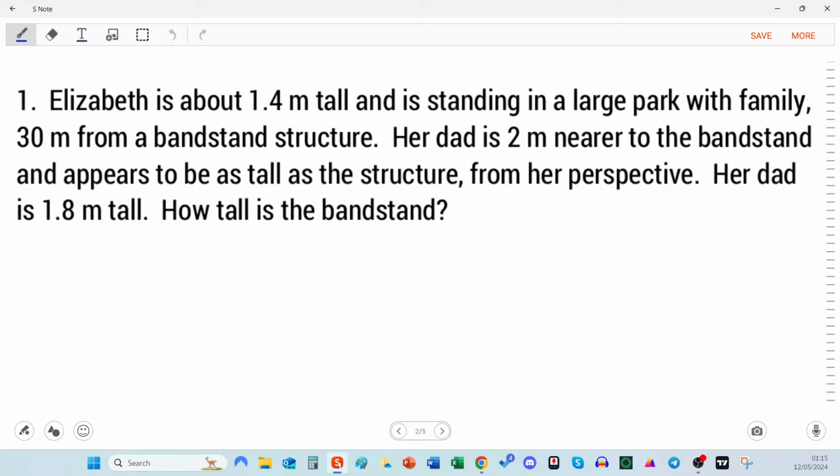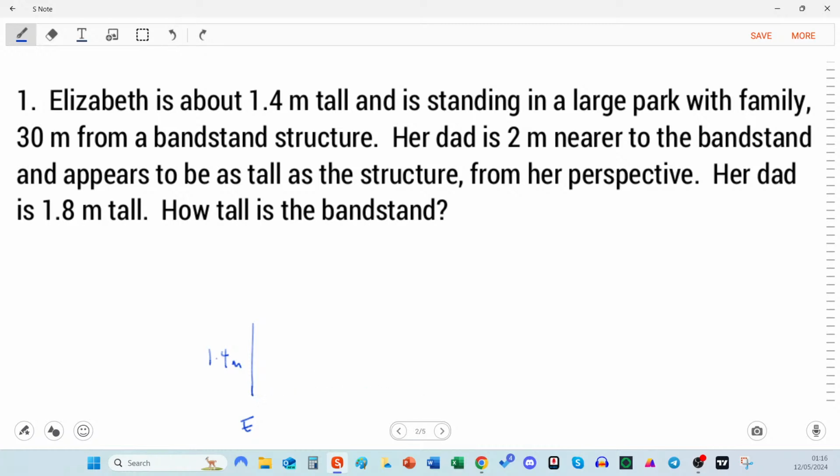Elizabeth is about 1.4 meters tall and is standing in a large park with family. So this is the fun of maths, I suppose. You can model people in strange ways. So essentially that's Elizabeth, 1.4 meters. We don't really need to put E, but whatever. And she's standing 30 meters from a bandstand.